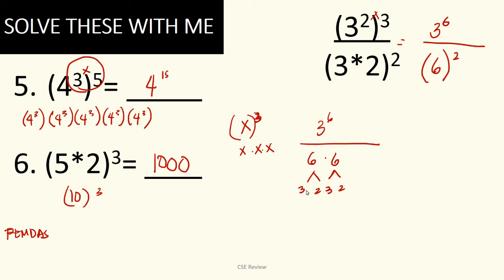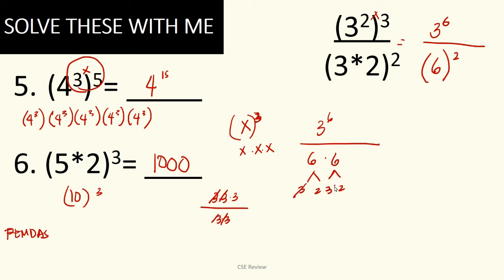May pwede ba akong i-cancel? May 3 din ba sa ilalim? Kasi ang running concept niyan would be this. Kung 3, 3, 3, for example, over 3, 3, 3 times 3 times 3 times 3 times, or divided by 3 times 3, pwede ko i-cancel basta may katapat siya sa ilalim. Right? So that is what we're going to do here.